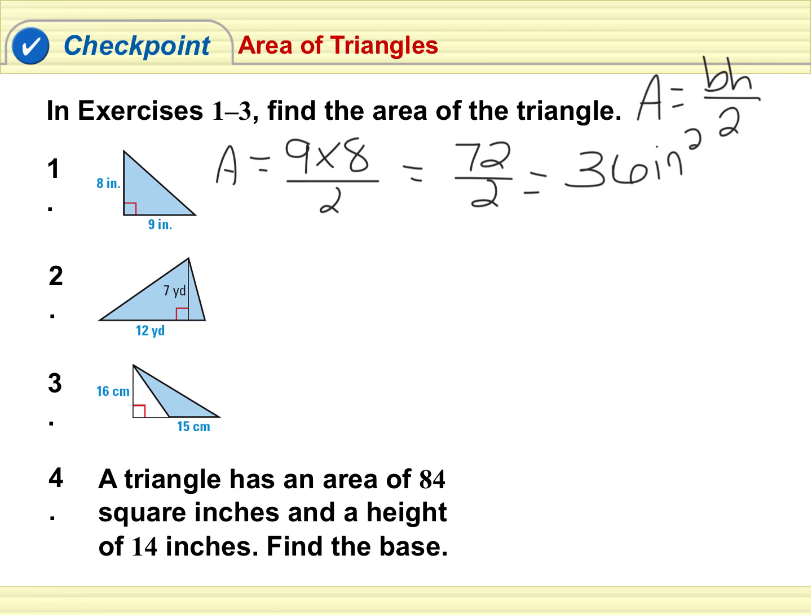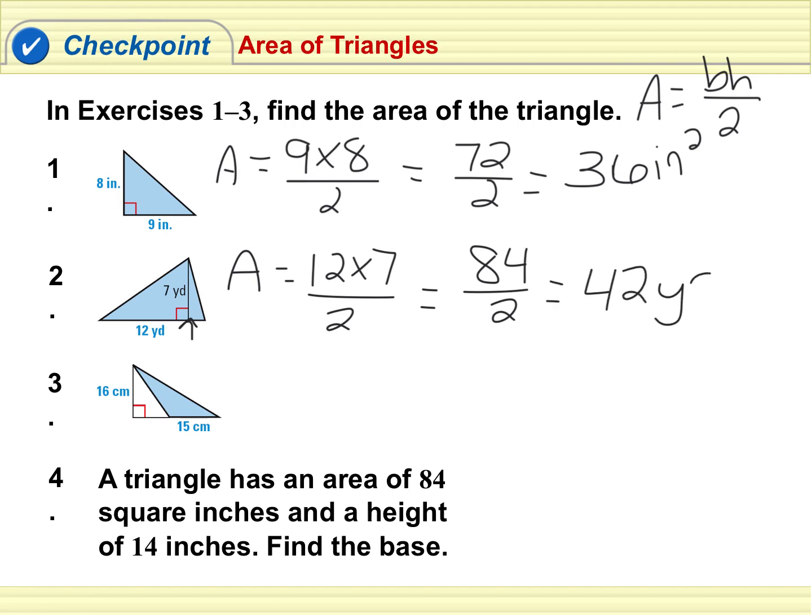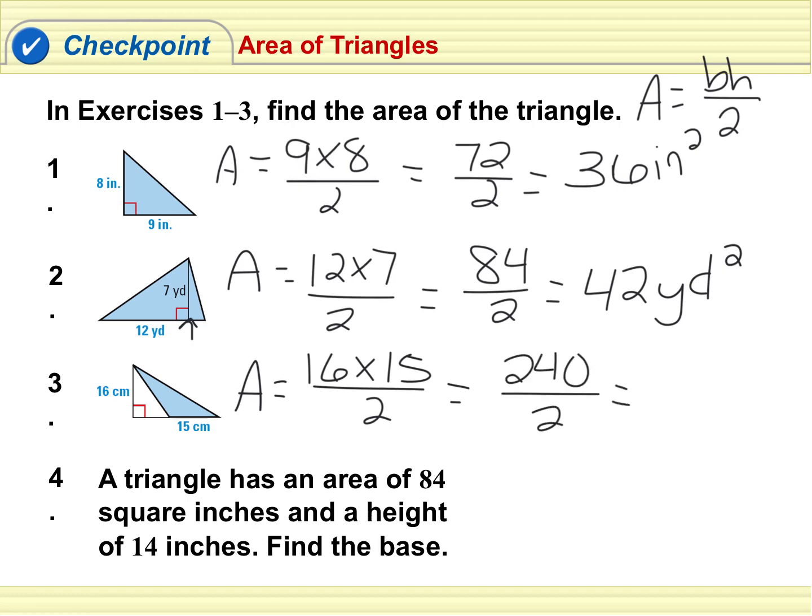Moving on with number 2, it's not necessarily a right triangle, but we still have that 90-degree angle where we know that our height is 7. So we take 12 times 7 divided by 2. 12 times 7 gives us 84, divided by 2, which gives us 42 yards squared. Looking at number 3, again, plug in what you know. We have 16 times 15 divided by 2. Multiply first, 16 times 15 is 240, divided by 2. So we get 120 centimeters squared.